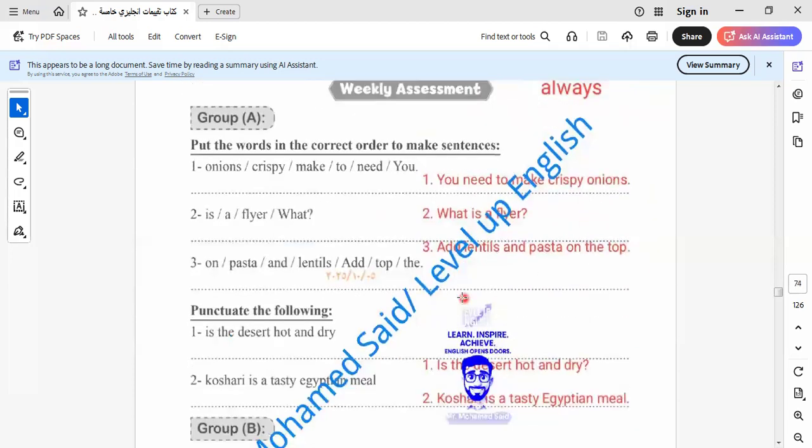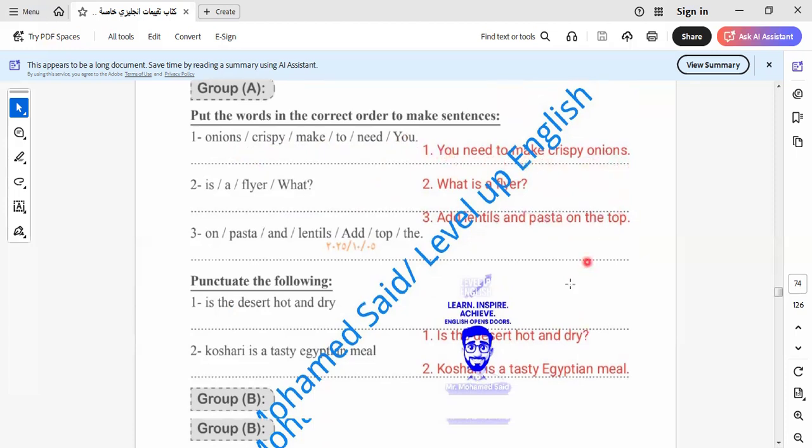So I would like to give you the weekly assignment, which is the collection of this unit. Here we say, onions crispy made to need you. So I will start with the subject, which is you, where the verb need to make crispy onions. Here we say, what is a flyer? A flyer is like a promotion or an advertisement of a restaurant for the service that restaurant gives, like a menu. Okay, something like a menu. Here is what a flyer is.